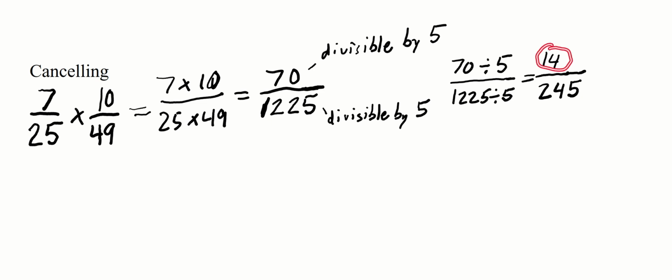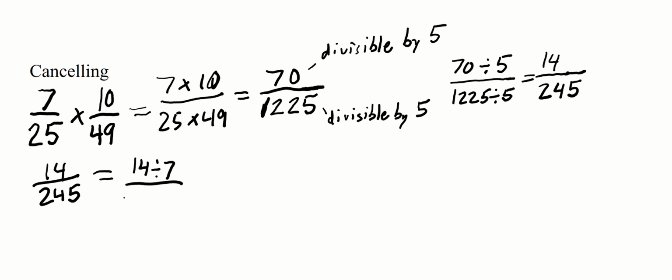The numerator and denominator here are both divisible by 7. So you can say that 14 over 245 is equal to 14 divided by 7 over 245 divided by 7. 14 divided by 7 is 2, and 245 divided by 7 is 35.